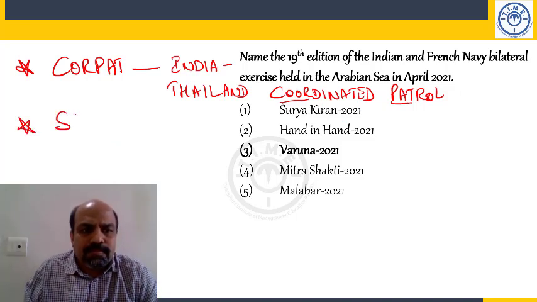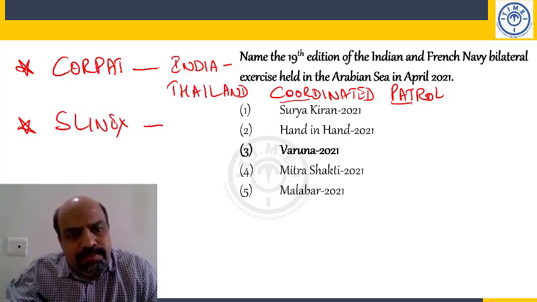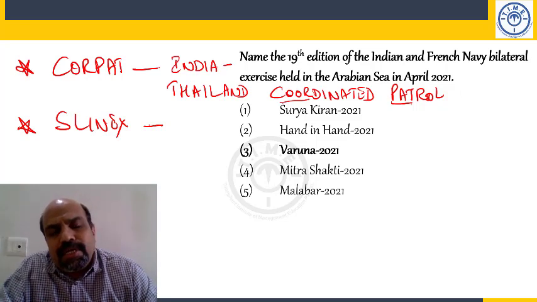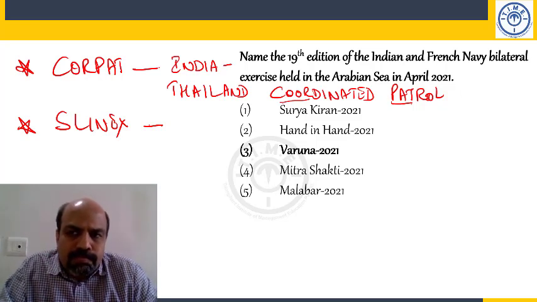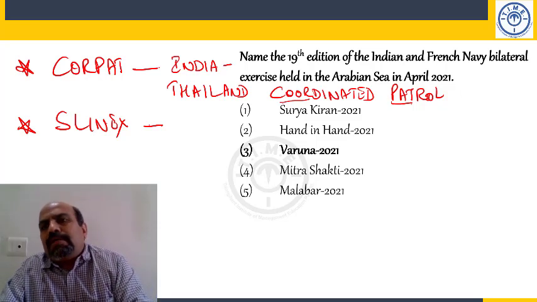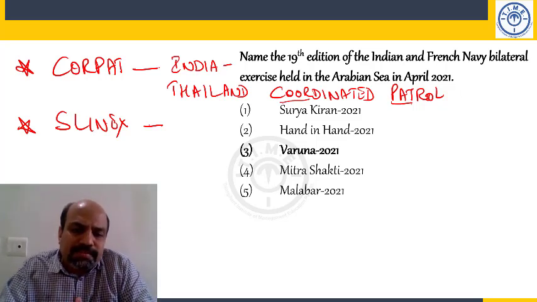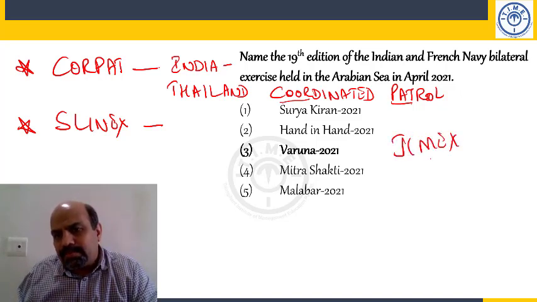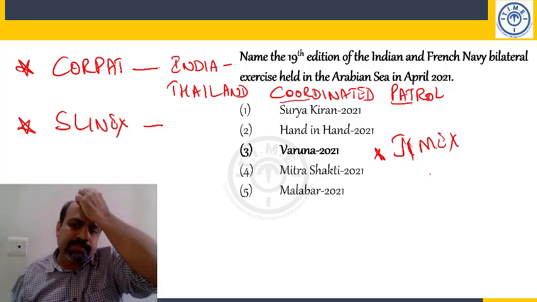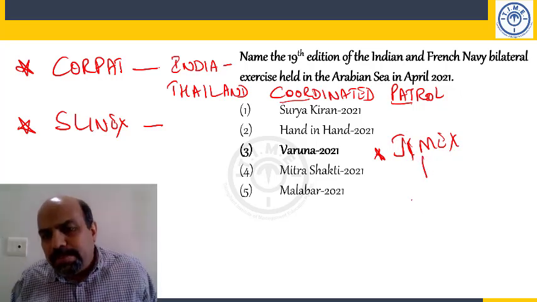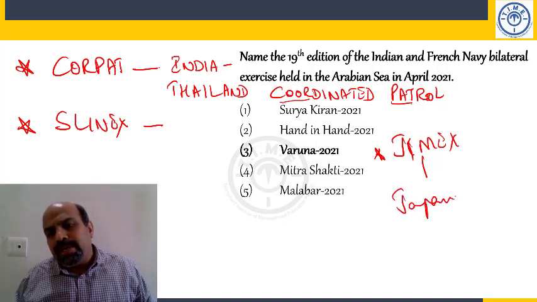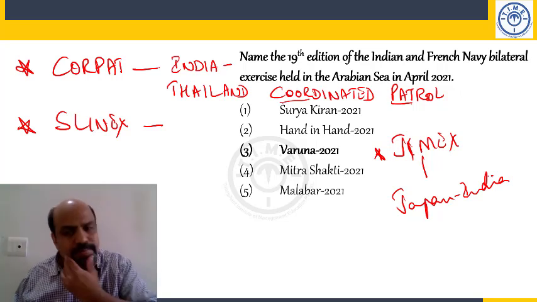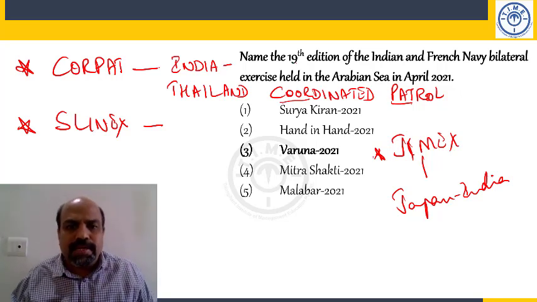Next, Slinex, Sri Lanka, India, bilateral maritime exercise. Simply write naval exercise. Next, one more, you could write, JIMEX, Japan India maritime exercise.